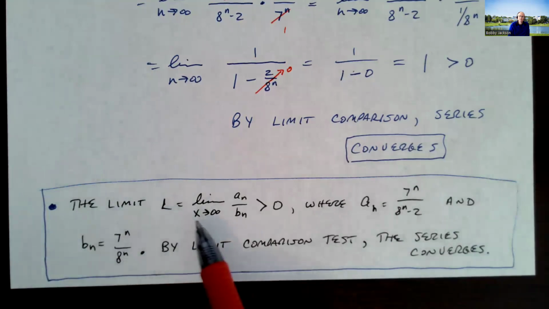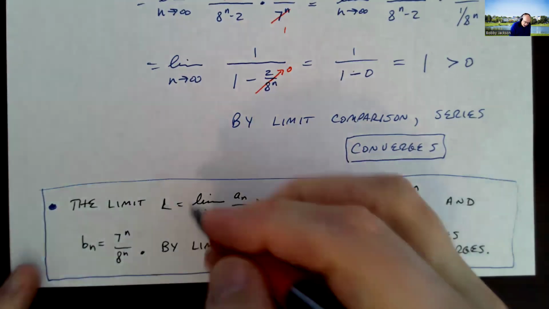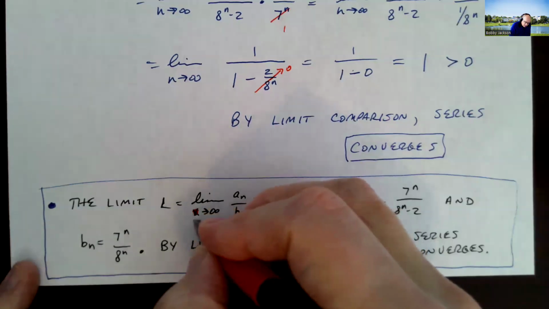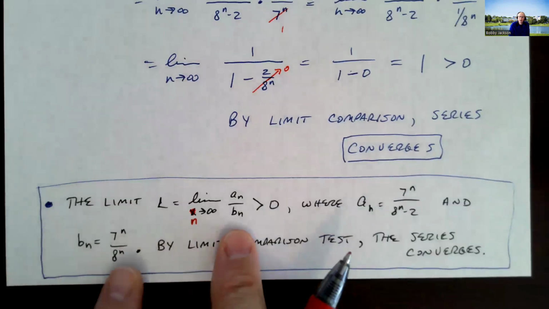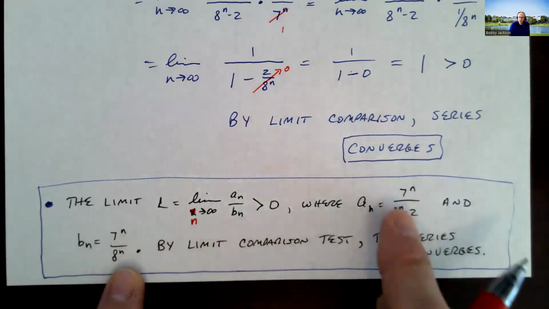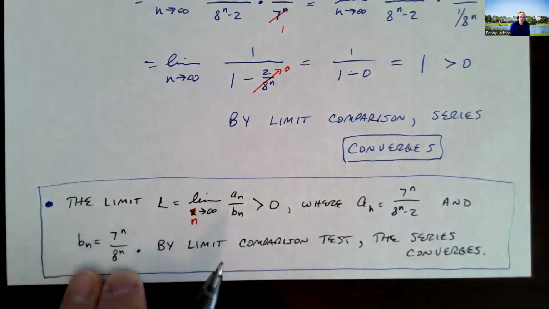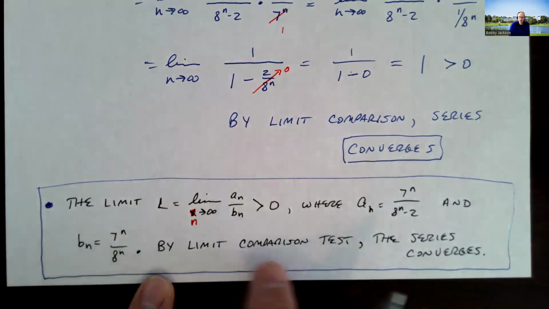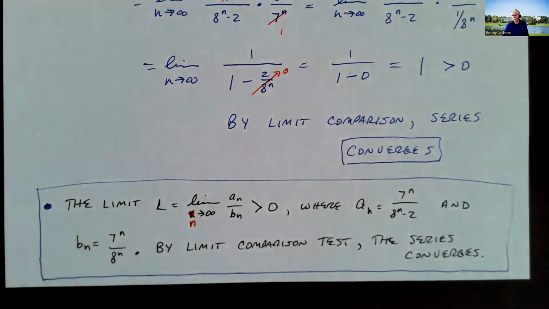The limit L as n, this should be n, sorry, not x, goes to infinity of a sub n over b sub n is greater than 0. Again, where a sub n was this sequence, the ones that we're adding up, and b sub n is the one we're comparing it to. And by the limit comparison test, the series converges. Okay, hope this makes sense.